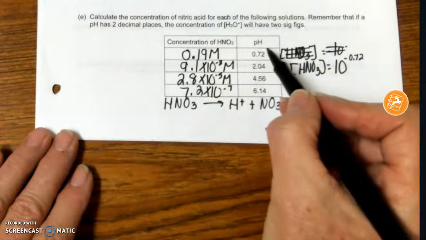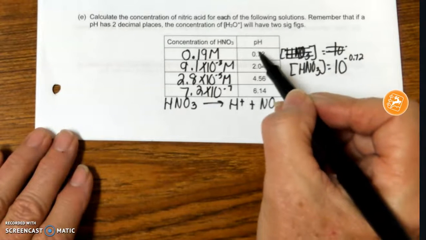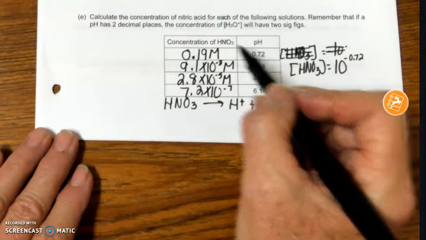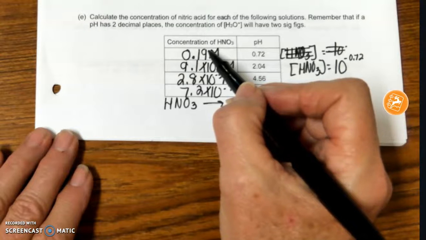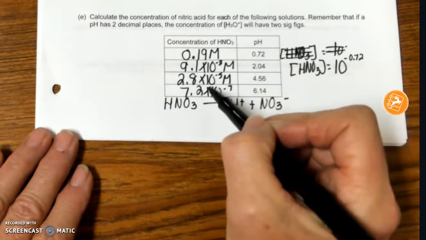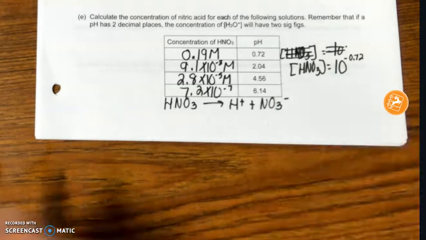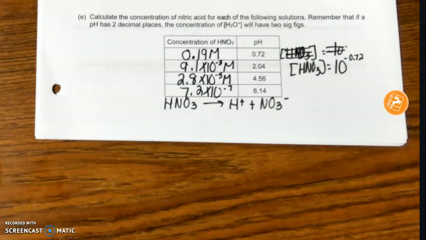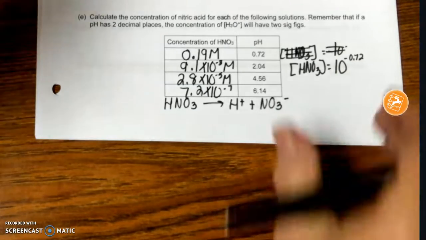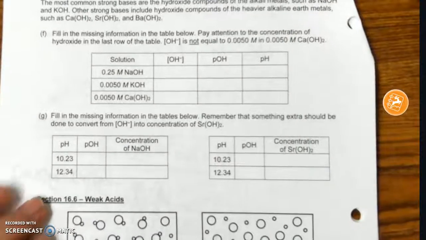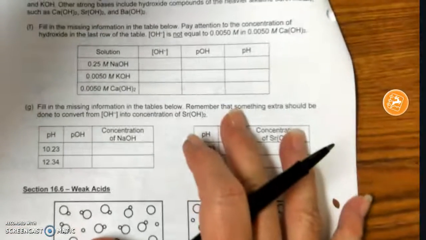So this is a perfect example. Low pH, very high concentration of nitric acid. High pH, very low concentration. And that kind of gives you an indication of how these strong acids and bases work. Okay, so let's look a little bit at strong bases as well.